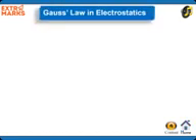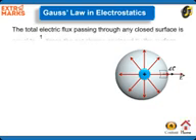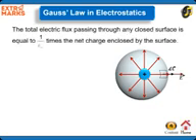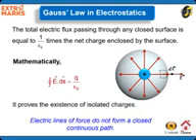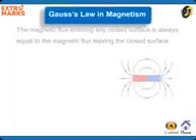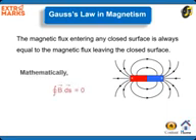Gauss's law in electrostatics states that the total electric flux passing through any closed surface is equal to 1 upon epsilon naught times the net charge enclosed by the surface. Gauss's law in magnetism states that the magnetic flux entering any closed surface is always equal to the magnetic flux leaving the closed surface.